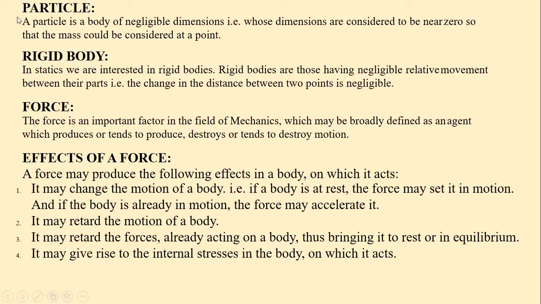Then let's move to the next concept, particle. A particle is a body of negligible dimension, whose dimensions are considered to be near zero, so that the mass could be considered at a point. Rigid body: in statics, we are interested in rigid bodies. Rigid bodies are those having negligible relative movement between their parts, that is, the change in the distance between two points is negligible.